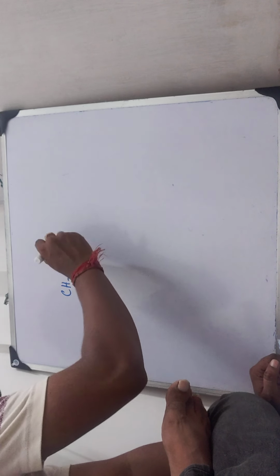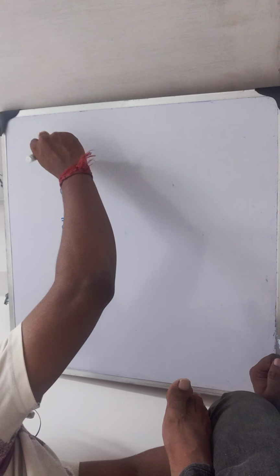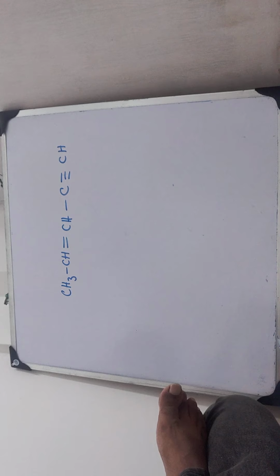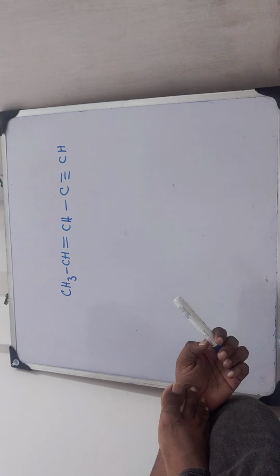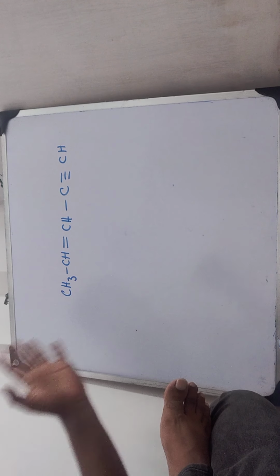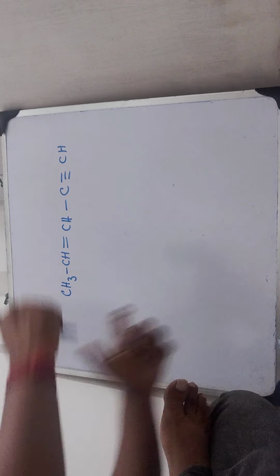Okay, and you will have to go through some more examples. Suppose there is a compound CH3, single bond, CH, double bond, CH, single bond, C, triple bond, CH. What will be the name of this compound? Tell me. The first question that will arise is from where we will have to start the numbering.